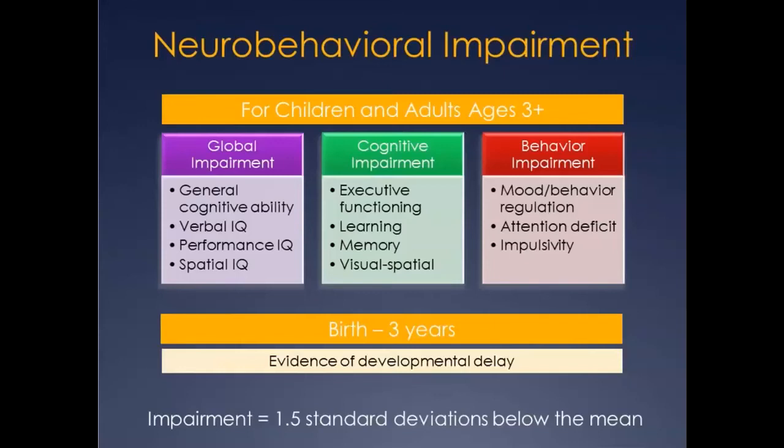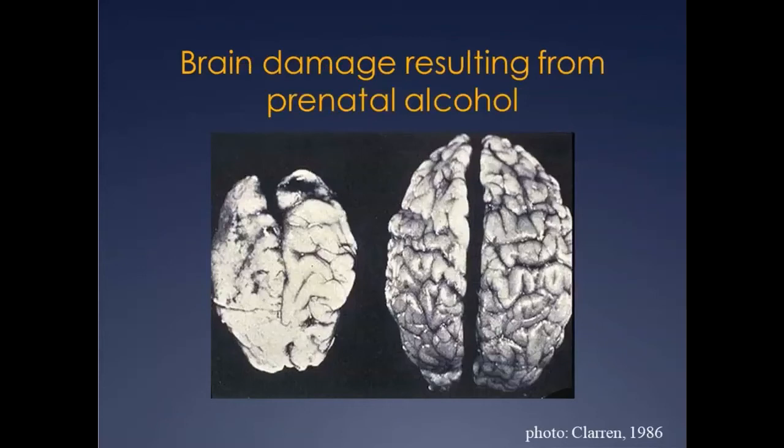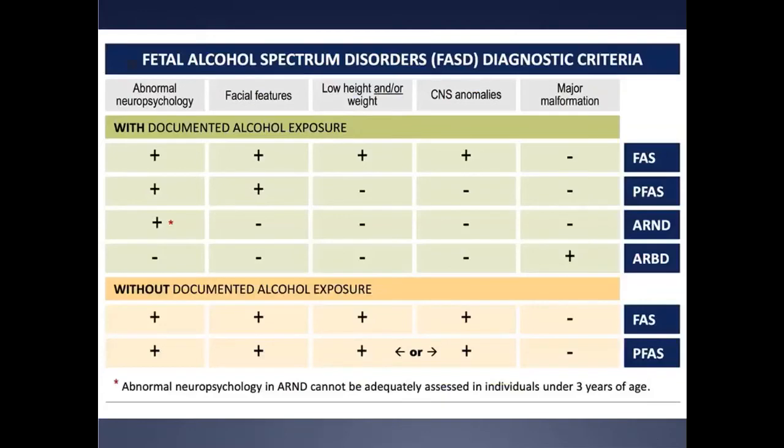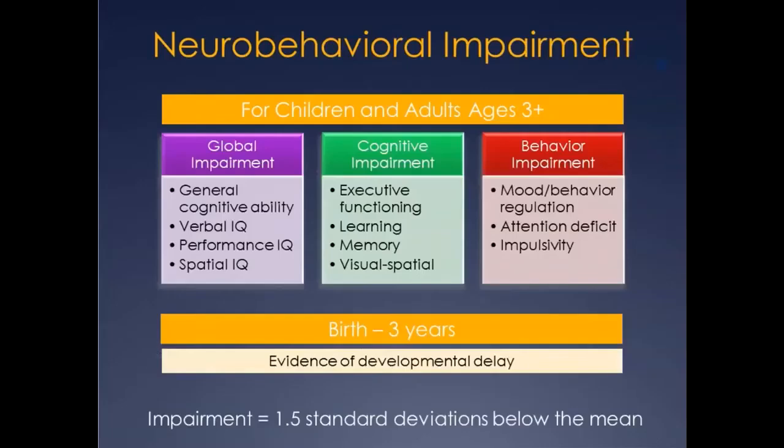So here you see the criteria for neurobehavioral impairment, which is, as Lynn mentioned, in the far left column. As we go forward, there are three different ways that a child could meet the neurobehavioral impairment category. For children who are 3 and older, they could have global impairment, which is measured typically by IQ tests. They could have cognitive impairment, which has 4 primary domains: executive functioning, learning, memory, and visual spatial skills. Or they could have behavioral impairment, as represented primarily by difficulties with self-regulation.